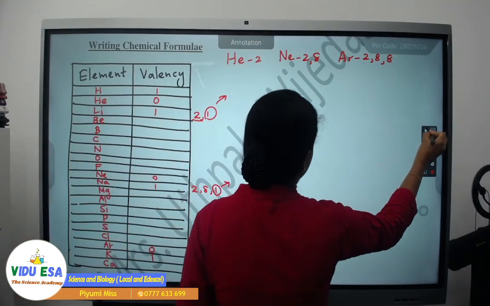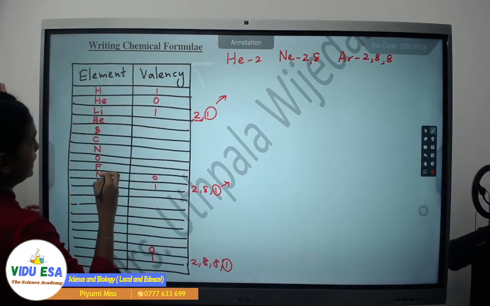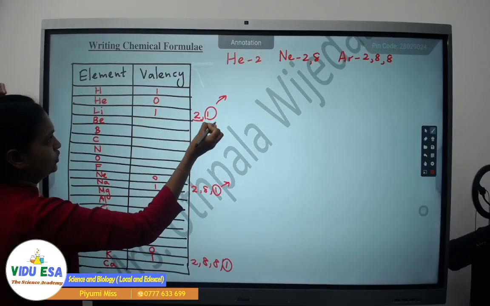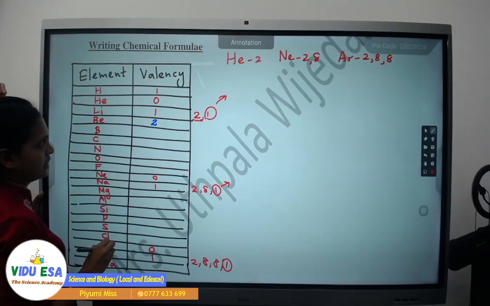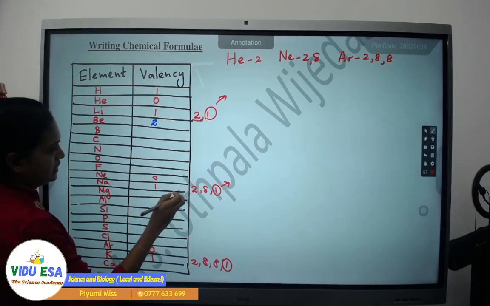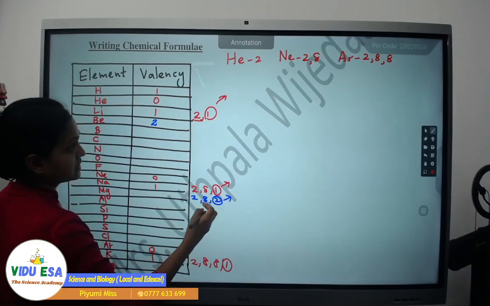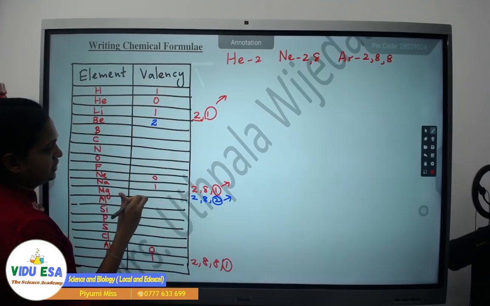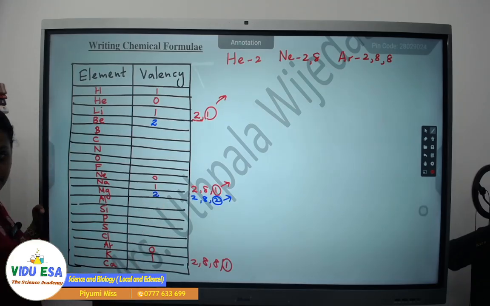Then we'll consider the group 2 elements, beryllium 2,2. Therefore, it can remove 2 electrons and become stable. Therefore, its valency becomes 2. Then magnesium 2,8,2. So it can remove those 2 electrons and become stable like neon. Therefore, magnesium has got the valency 2.